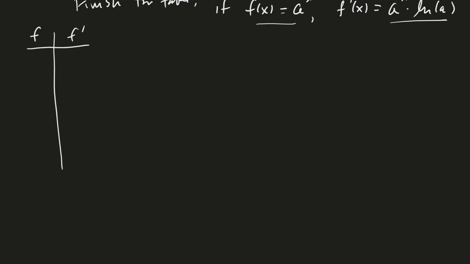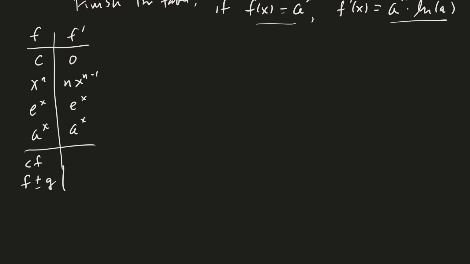Good. And so now let's go back to our table of functions that we now know the derivative for. In terms of specific functions: constant, x to the n, e to the x, and a to the x. And then for functions, we have c times f, and then f plus or minus g. So for x to the n, we had n x to the n minus 1. e to the x is e to the x. a to the x is a to the x natural log a. c times f is c f prime, and then f prime plus or minus g prime. Good. And so we're going to be using this table now.